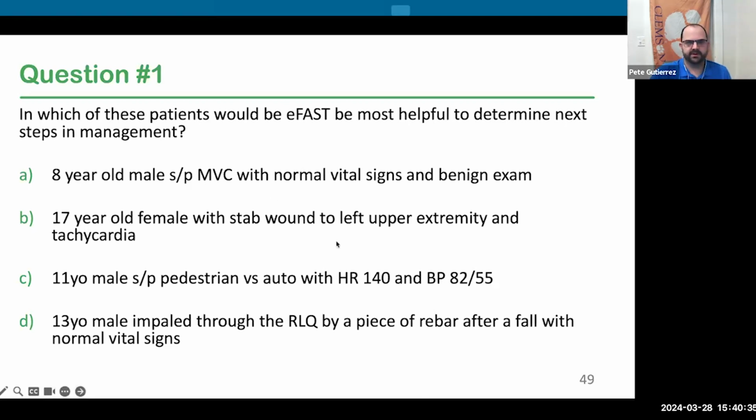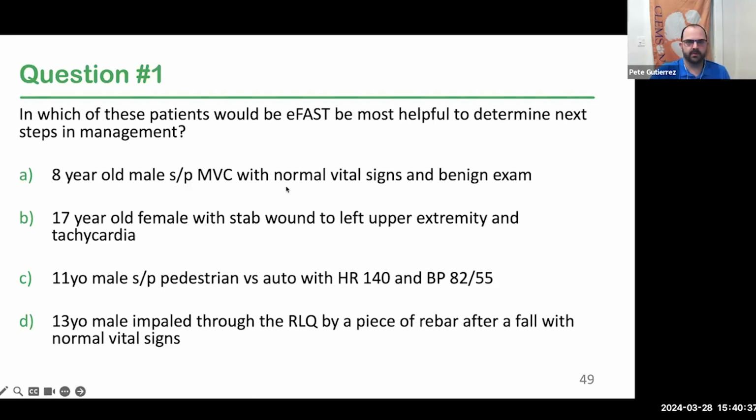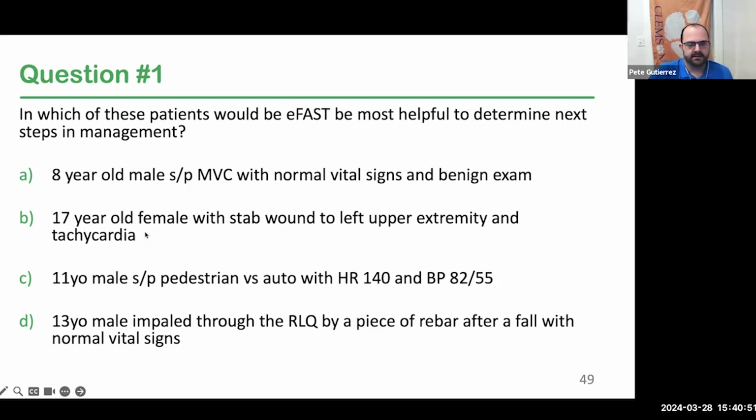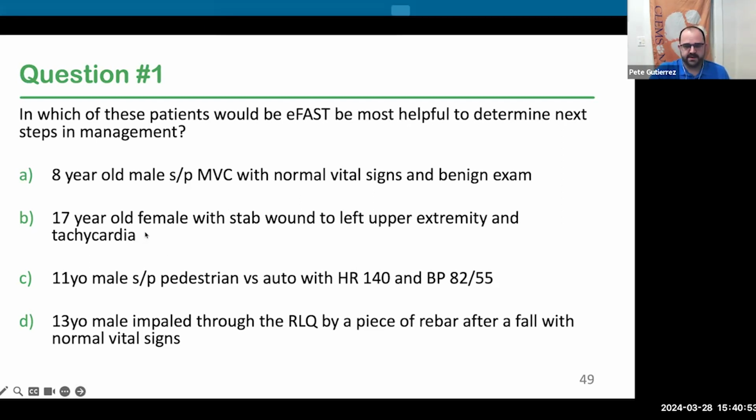So in these four clinical scenarios, if we go through them one by one, this 8-year-old status post MVC, stable, so likely not going to be helpful. This 17-year-old female has a stab wound to the left upper extremity and tachycardia. If that is the only injury, then hypovolemia from hemorrhage would be the only reason why this patient would be unstable.